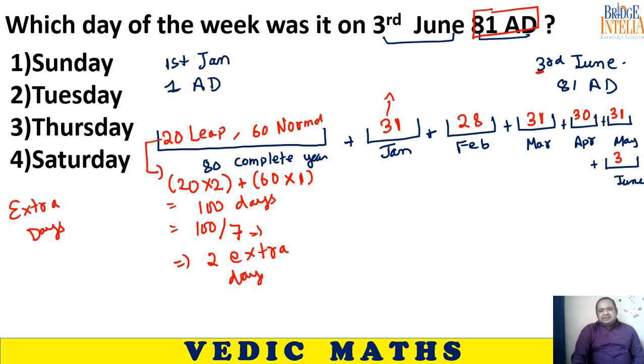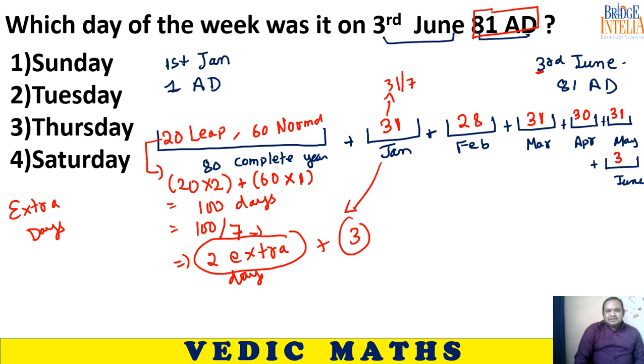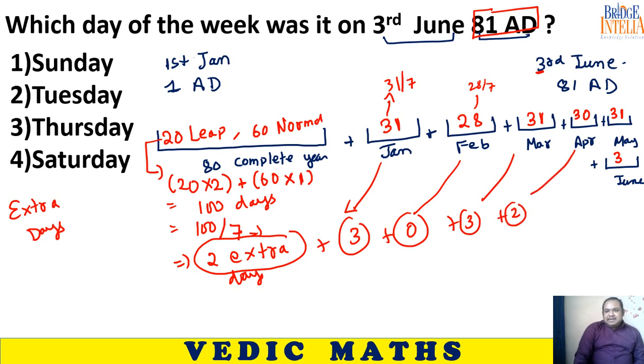Now divide 31 by 7. You will realize that there are 3 extra days. So 2 extra days already, plus 3. 28 is completely divisible by 7, so 0 extra days. From March again 3 extra days. From April 2 extra days. From May 3 extra days. And from June you have taken 3 days, so 3 extra days from June as well.